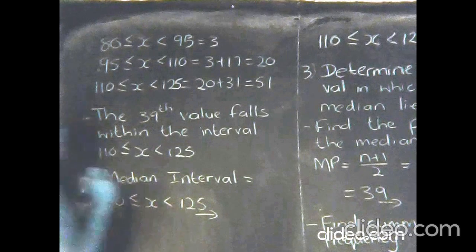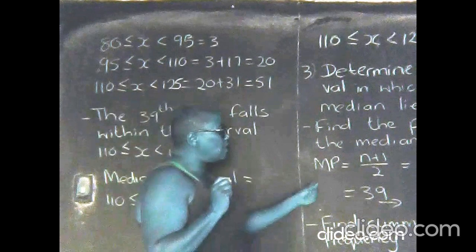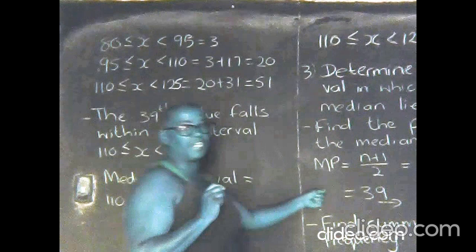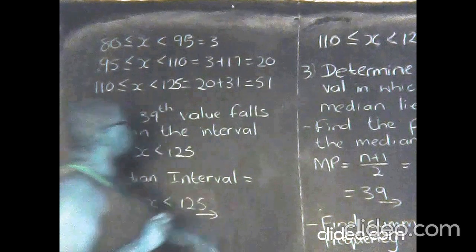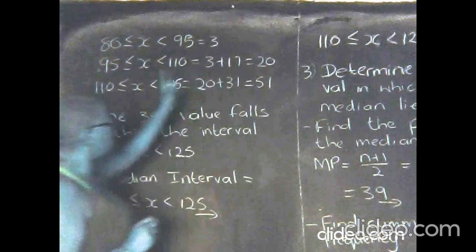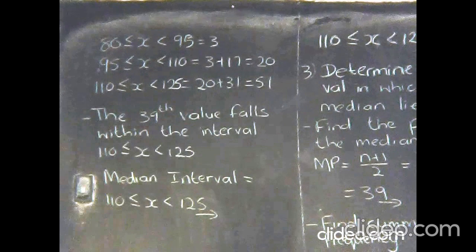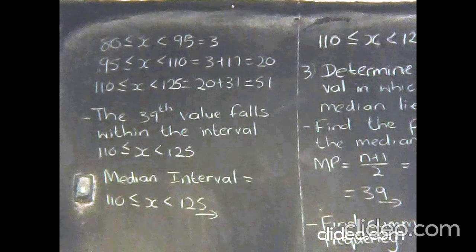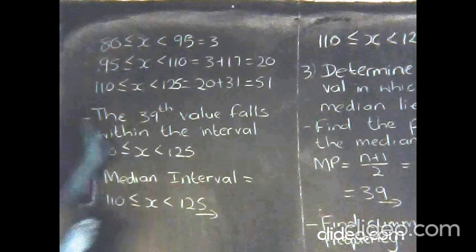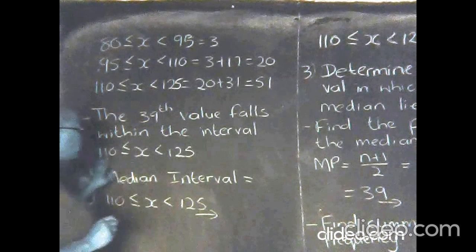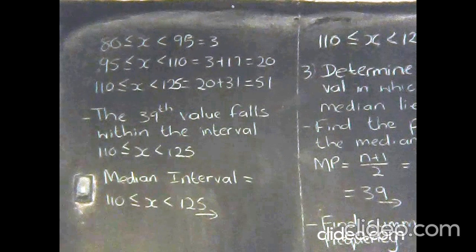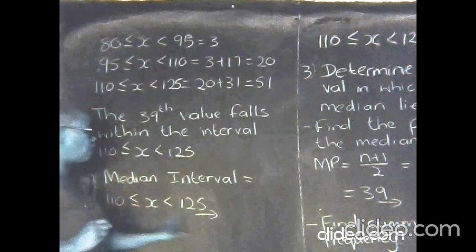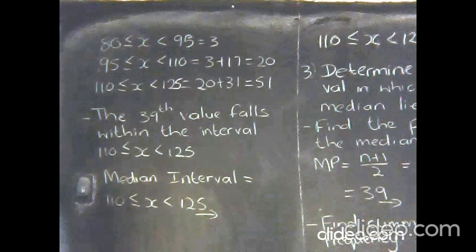Now our median position was 39 that we calculated. And 51, 20 plus 31, gives us the 51. So the 39th value falls within the wattage that's 110 to 125 watts. So the median interval is the 110 to 125 watt light bulbs that were sold.